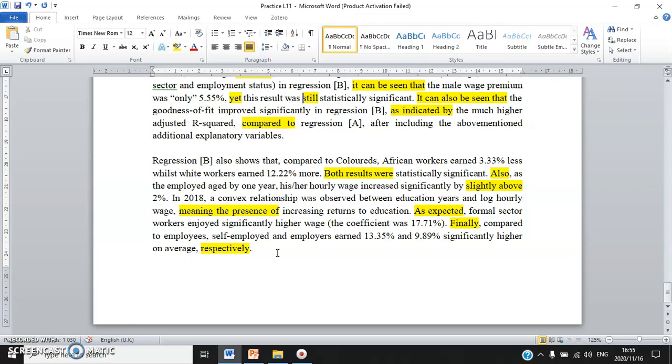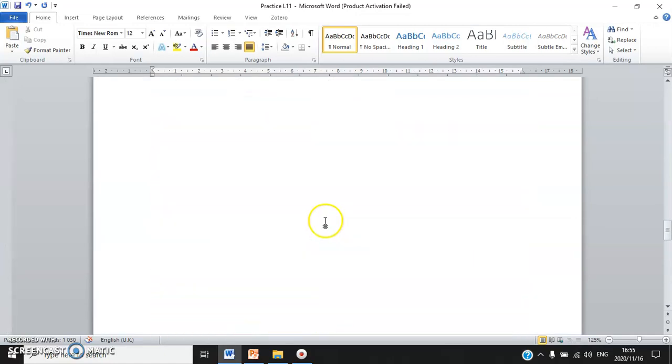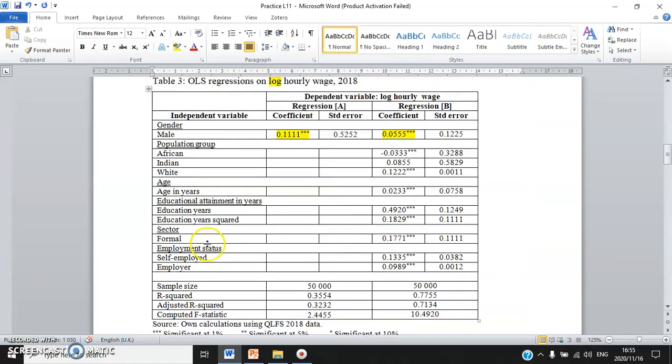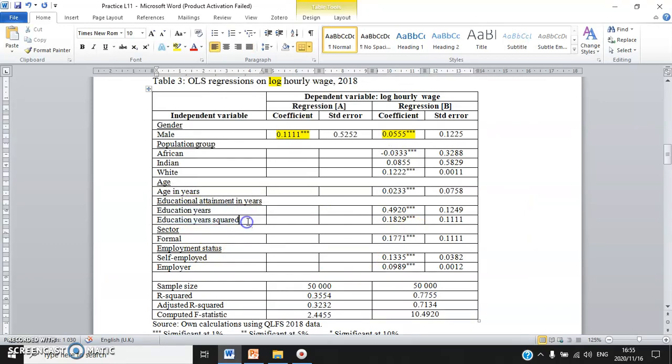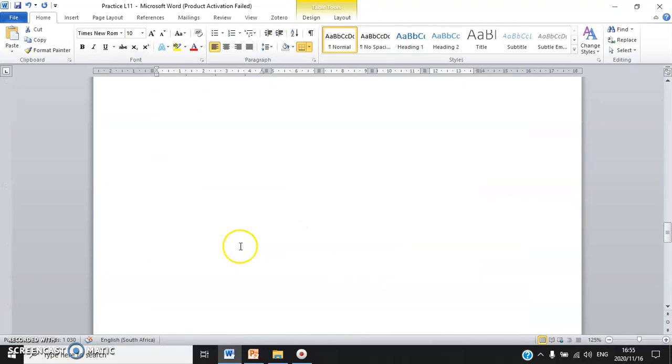Also, or moreover, or in addition, as the employee aged by 1 year, his hourly wage increased significantly by about 2%. In 2018, a convex relationship was observed between years of education and log hourly wage, meaning the presence of increasing returns to education. Remember from table 3, I include education year and education year square. Let me just double check. Yes, I do. Okay. To capture the non-linearity.